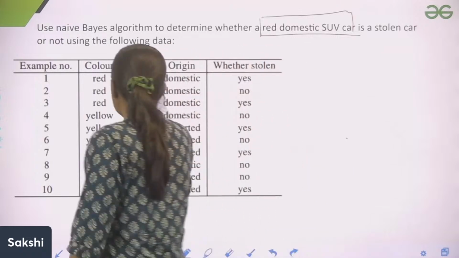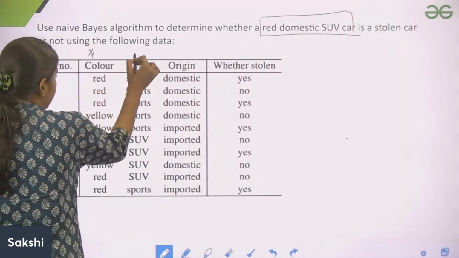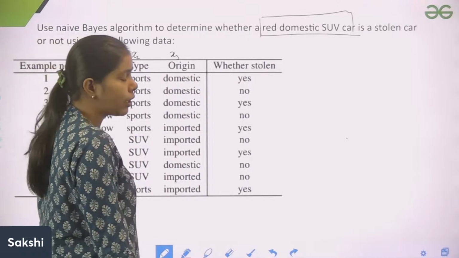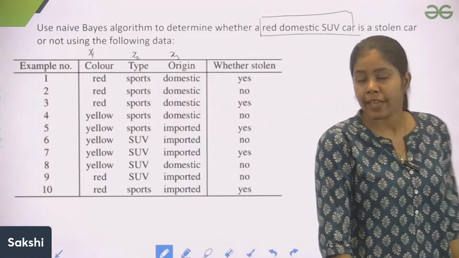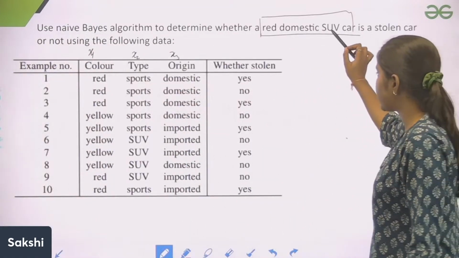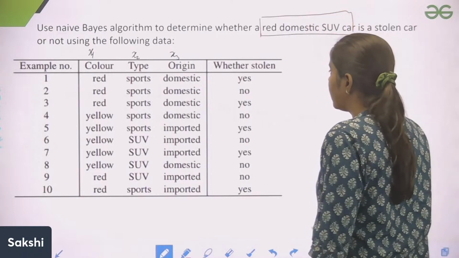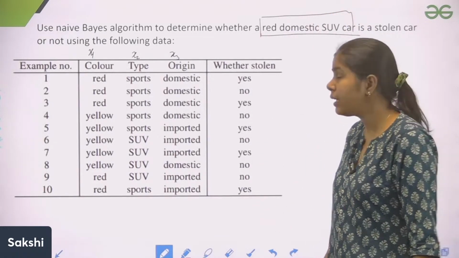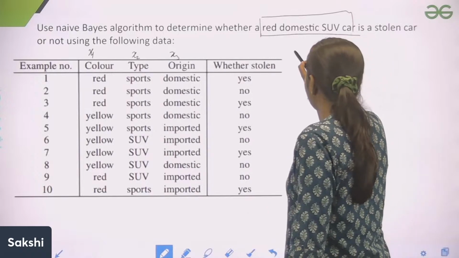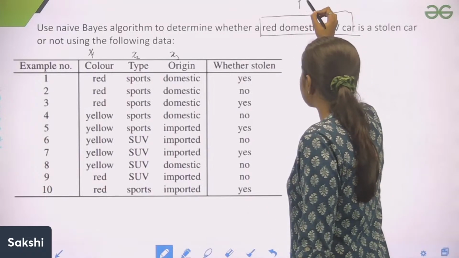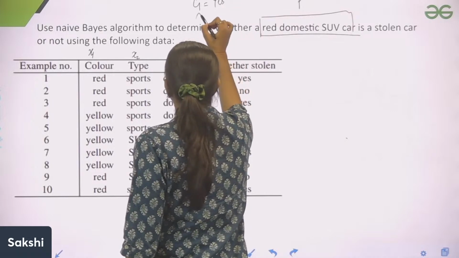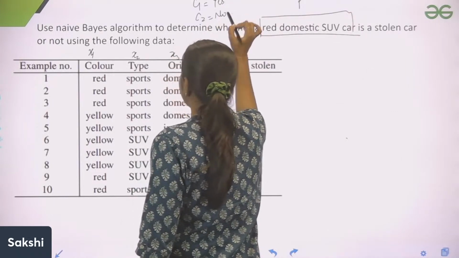So let's suppose this color is my X1 feature, type is my X2 feature, and origin is my X3 feature. What they are asking? They are asking that if X1 is red, X2 is SUV, and X3 is domestic, then I have to find out that the car is whether stolen or not, right? So for that, what would I do? I'll find out probability of classes. Let's say I have C1 is equals to yes and C2 is equals to no, right?